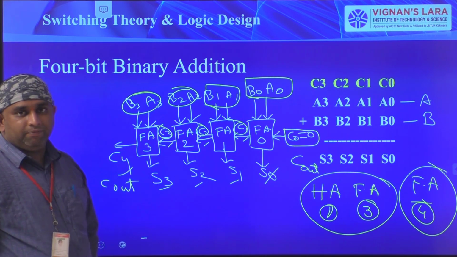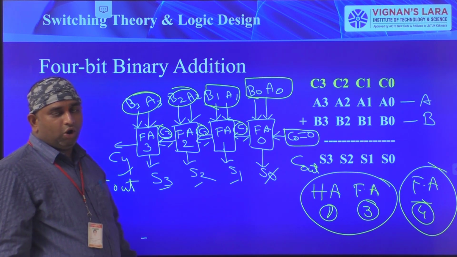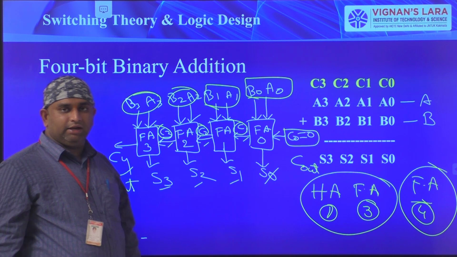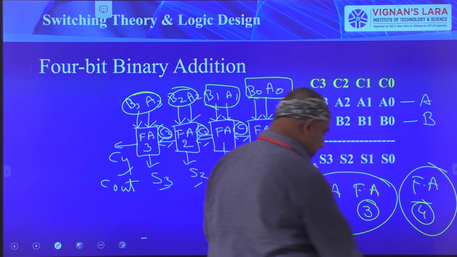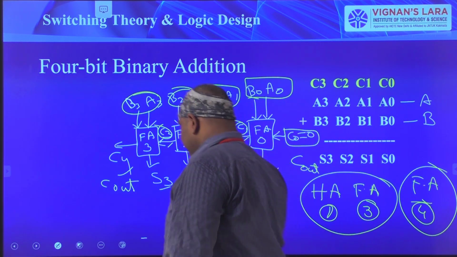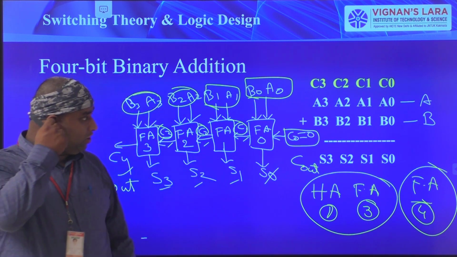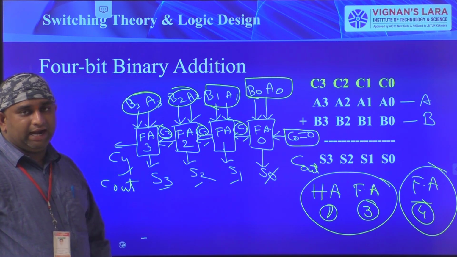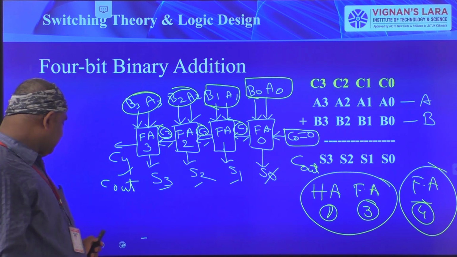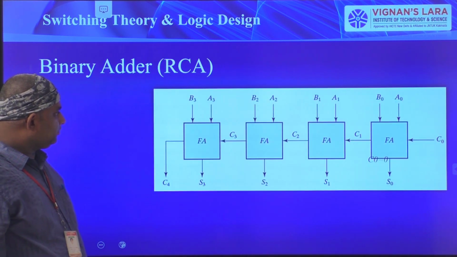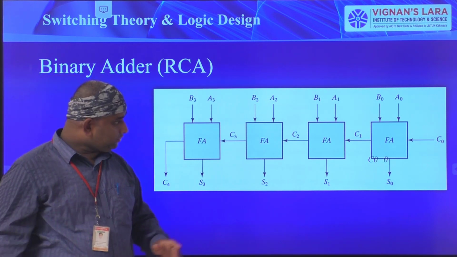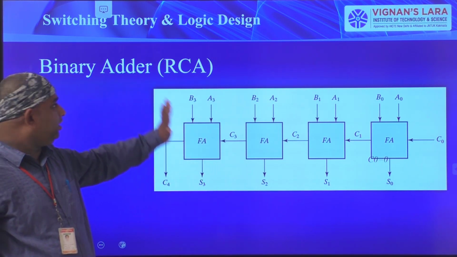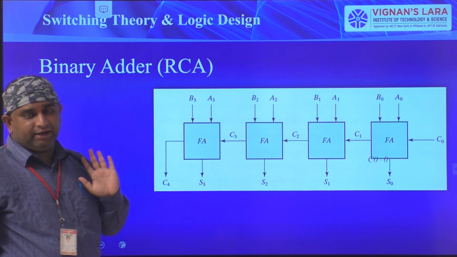So this is the logical diagram for the 4-bit binary adder. This is the logical representation. You have to remember, this is very, very important. Whatever diagram I have now drawn, the same diagram is represented here. So this is a 4-bit binary adder.